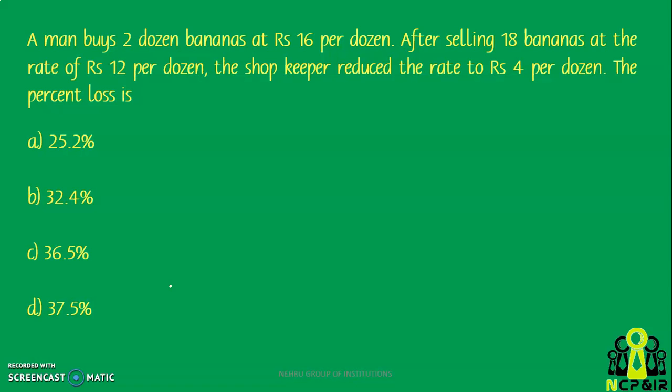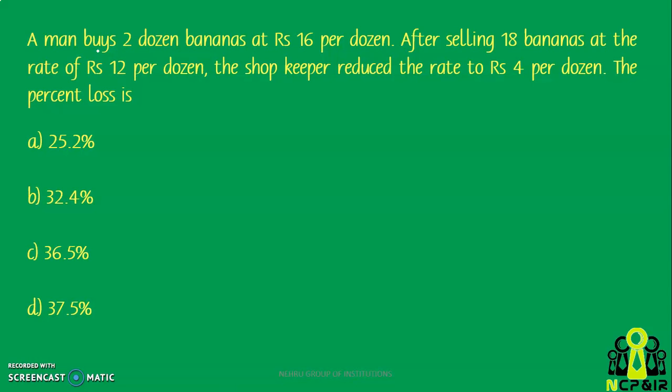A man buys 2 dozen bananas at ₹16 per dozen. After selling 18 bananas at the rate of 12 per dozen, the shopkeeper reduced the rate to ₹4 per dozen. The percent loss? So they have given in this problem, it is a loss transaction. So we need to find out what is the loss percentage. You know the formula for loss percentage will be loss divided by cost price into 100.